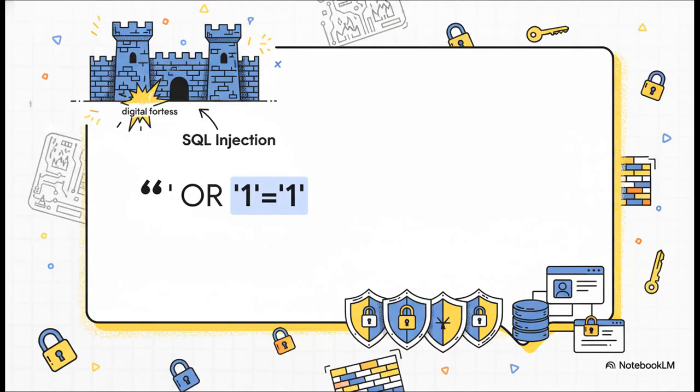And check this out. This is a classic example of how it works. An attacker just types this little phrase into a password field. The code behind the scenes is basically asked, is the password correct? Or does 1 equal 1? And since 1 always equals 1, the whole thing is true. And boom, the system just lets them in. No password needed. It's crazy.